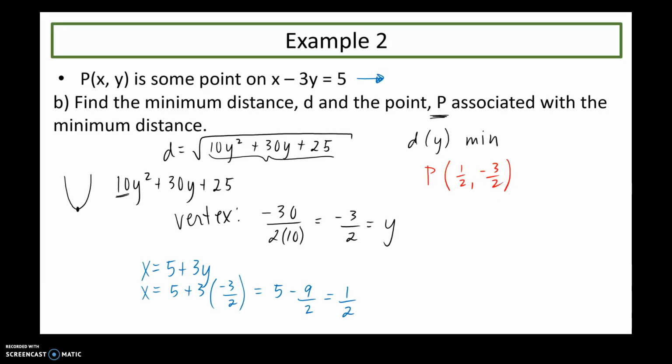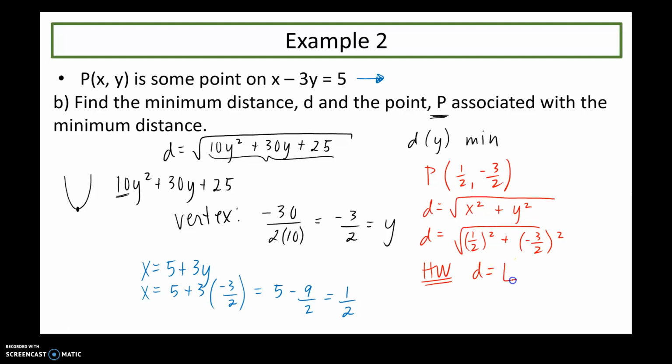Now remember what you were asked to do. You were asked to find the distance from this point to the origin. If I go back to my distance formula, x minus 0 squared plus y minus 0 squared, I think this is easier than substituting the y value into our distance formula in terms of y. So I would get 1/2 squared plus negative 3/2 squared. Complete that for homework. Find what the distance is equal to. Okay, so simplify that for us.